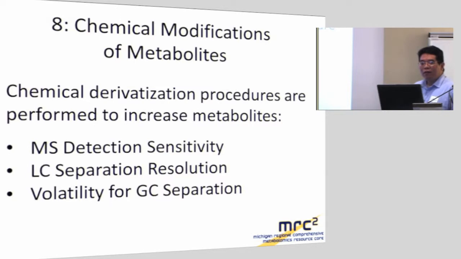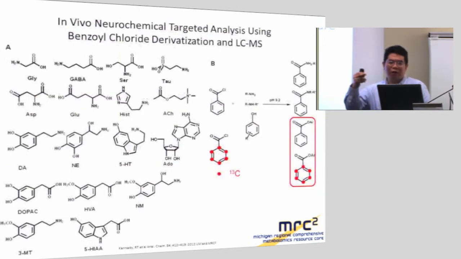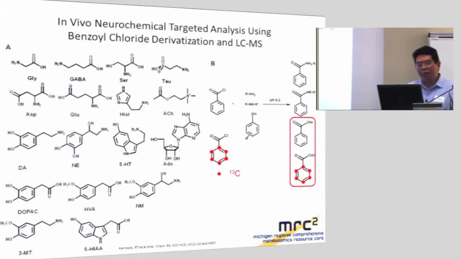Chemical modification of metabolites is sometimes necessary because we want to increase the sensitivity of our detector, which is the mass spectrometer. We want to increase the LC resolution so they can separate more effectively. We want to convert a compound which is non-volatile into a volatile form, so it can go through the GC, because in the GC you start at around 80 degrees and end up at 300 Celsius, so you need the compound to be stable and volatile. So these are the three goals of chemical derivatization.